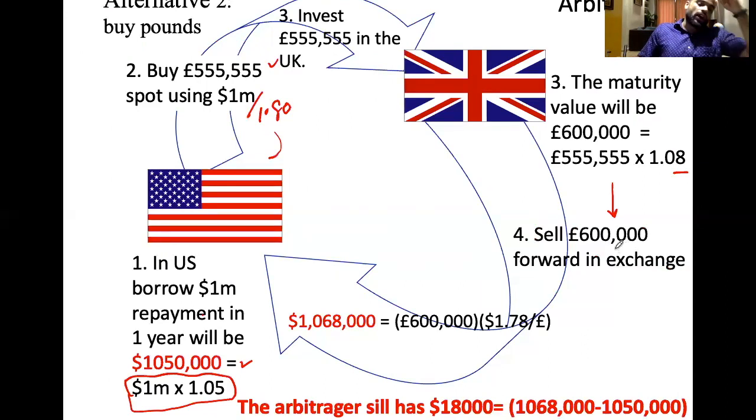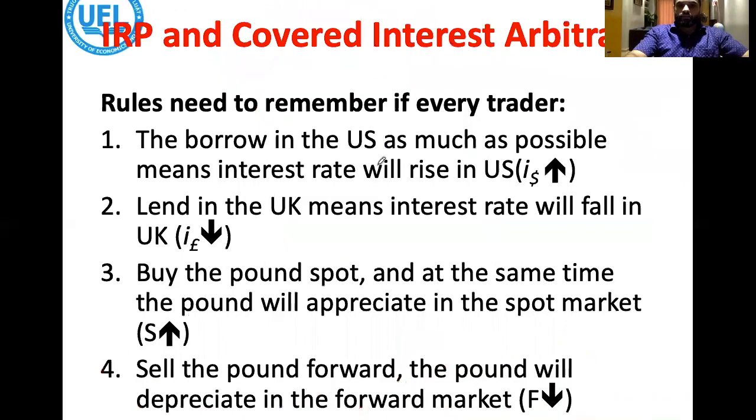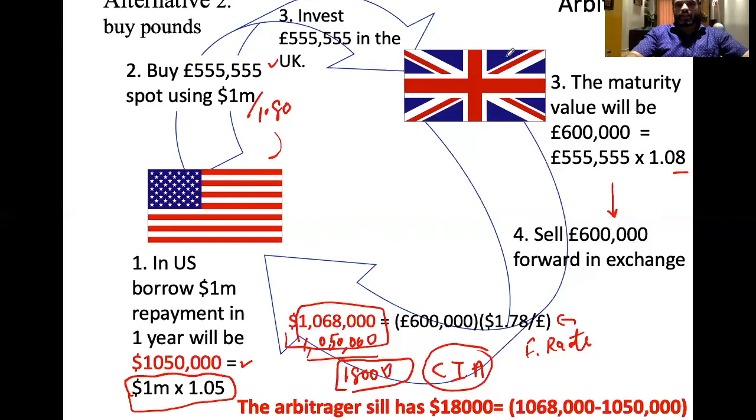So now we have pounds, and we use the forward rate to convert pounds into dollars. Using the forward rate, from the round trip, we got 1,068,000. And how much do we have to return? 1,050,000. If we subtract 1,050,000 from this number, we get $18,000 profit. That's an example of covered interest arbitrage. So by doing this, yes, we have an arbitrage opportunity. This is the perfect example of covered interest arbitrage. All right, is it clear? Any questions?